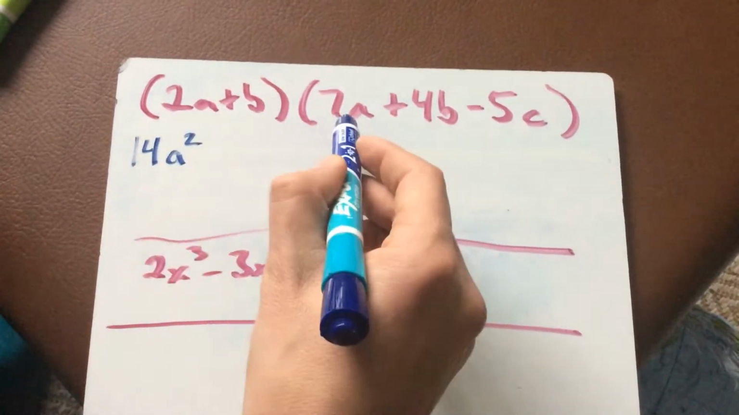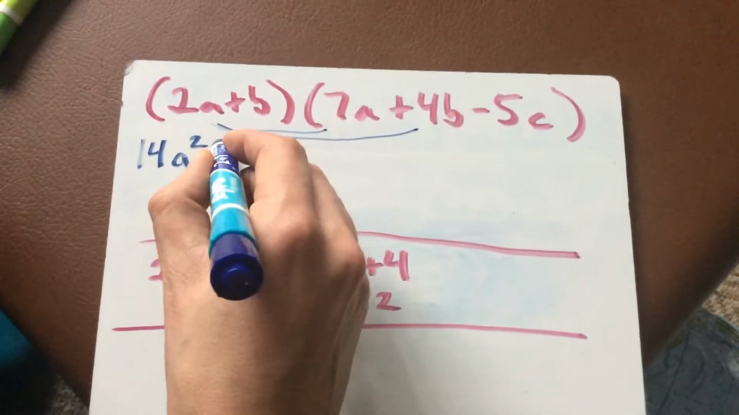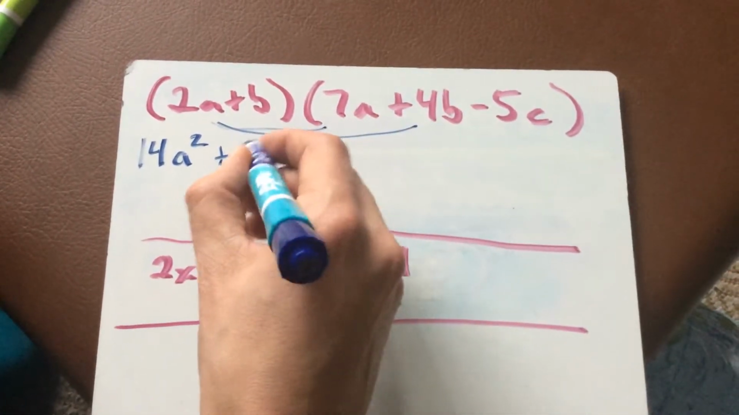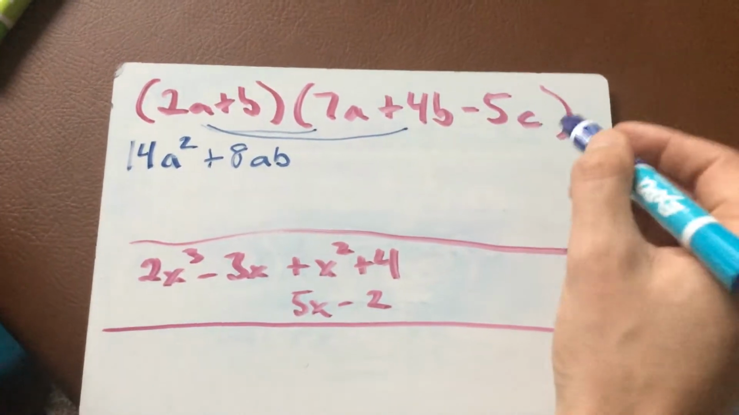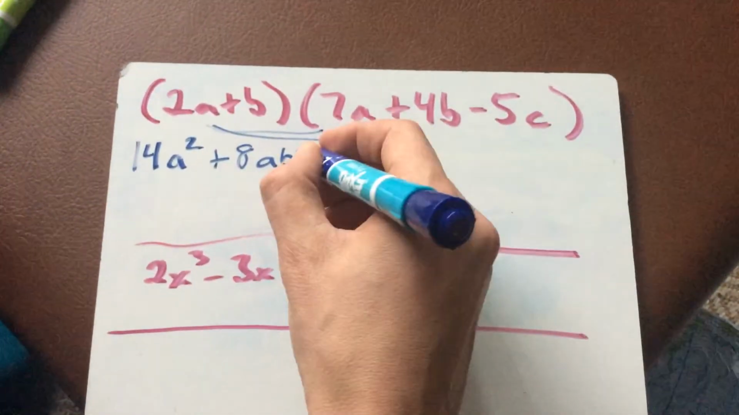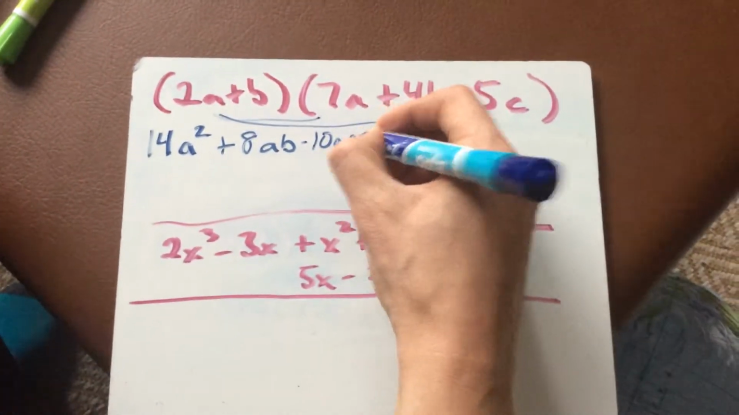So 2a times 7a, 2a times 4b, 2 times 4 is 8, and then I have ab. 2a times negative 5c, 2 times negative 5 is negative 10, and then I have ac.